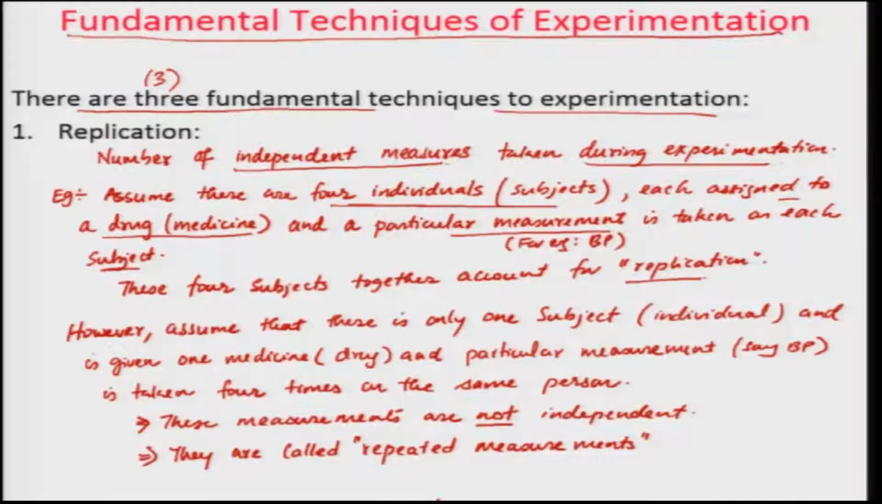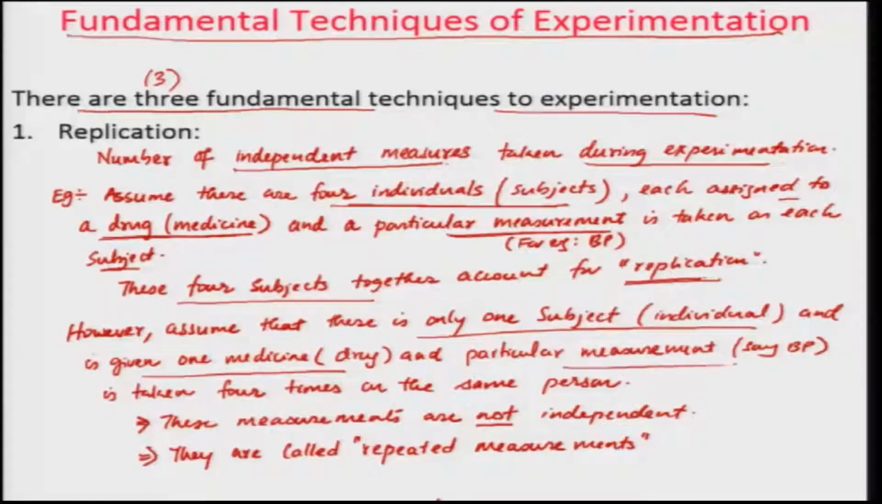In the first case, there are 4 different human beings. Each one of them is assigned a drug, and then a particular measurement is taken on each one of them. These 4 measurements put together give you what we call replication. You replicated it across 4 different individuals. But if there is only one individual, and you give one drug to that individual once, and then take the BP measurement 4 times on the same person, then these measurements are no longer independent, and they are not replication. They are called repeated measurements.